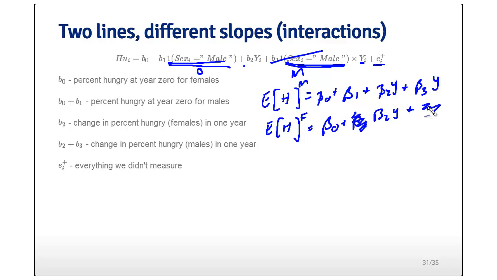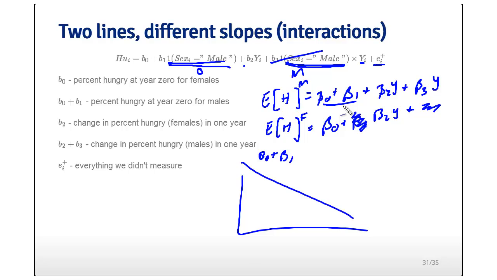So what is this saying? This is saying there's a line for males, and they have an intercept that is beta naught plus beta 1. There's our intercept. It has a slope, and notice we could just pull this out: beta 2 plus beta 3 times y, these two terms right here. So it's saying that the slope is beta 2 plus beta 3.